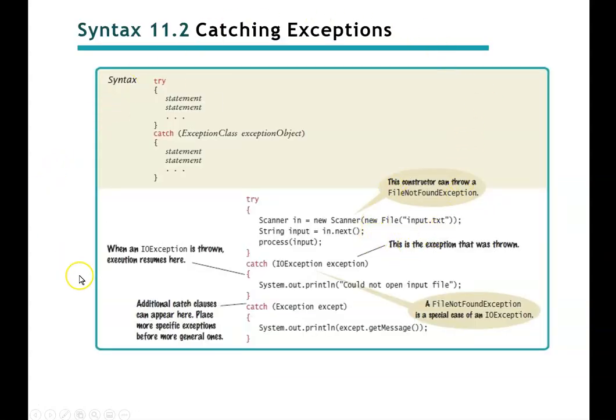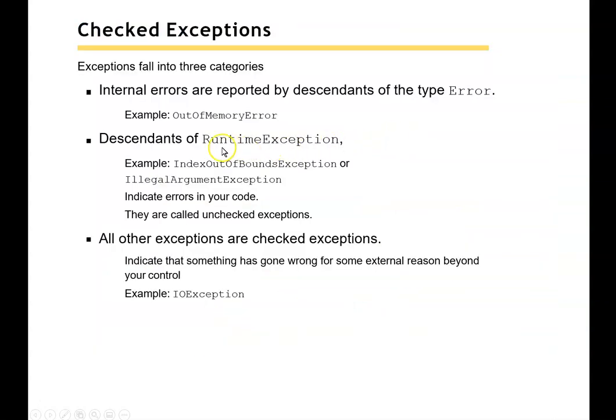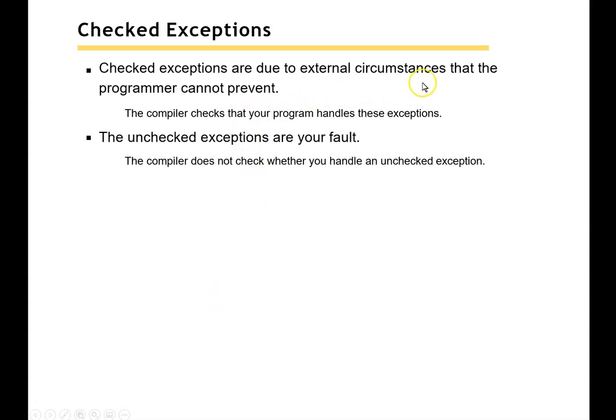So, catching exceptions, here's the general syntax. You have try, and in it you have items that can throw exceptions, and you have catch, and you give the classes you want to catch. There are 3 major classes of exception. Internal errors are reported by descendants of the type Error, such as OutOfMemoryError. Then there are descendants of RuntimeException, such as IndexOutOfBoundsException, and all other exceptions are checked exceptions, which indicate that something is going wrong for some external reason beyond your control. For example, an IOException: your printer's off. Checked exceptions are due to external circumstances that the programmer cannot prevent. The unchecked exceptions are your fault.